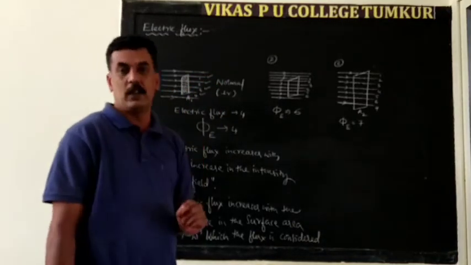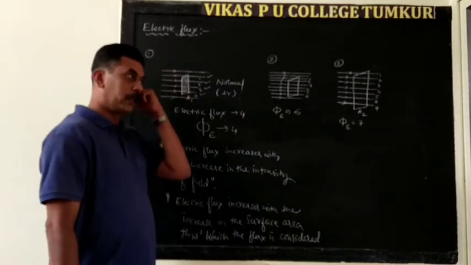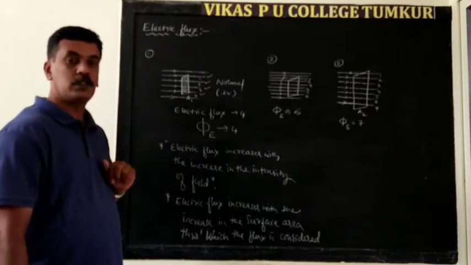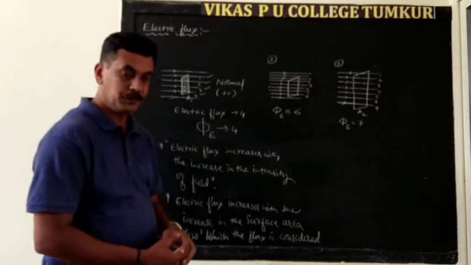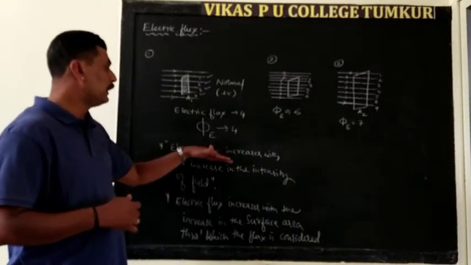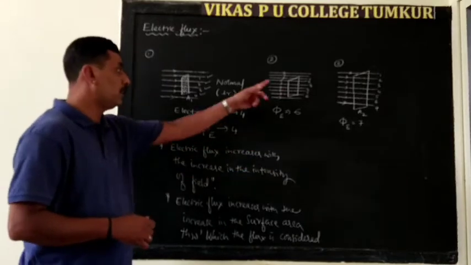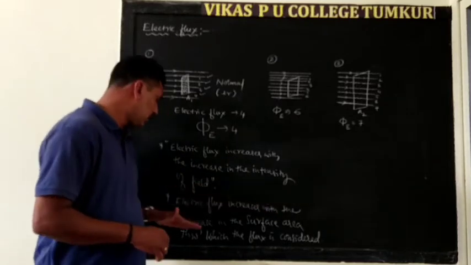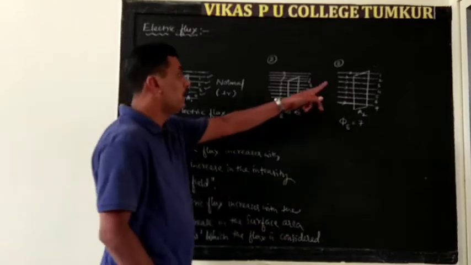So we understood that electric flux is the number of field lines through the given surface in the electric field which are normal to the surface. We came to know that electric flux increases with the increase in the intensity of field. Electric flux also increases with the increase in the surface area through which the flux is considered.